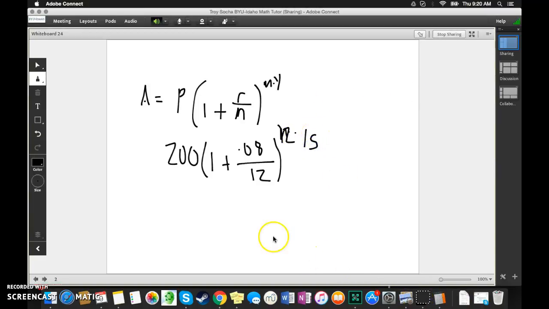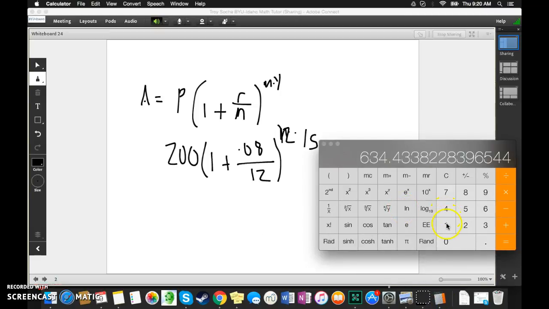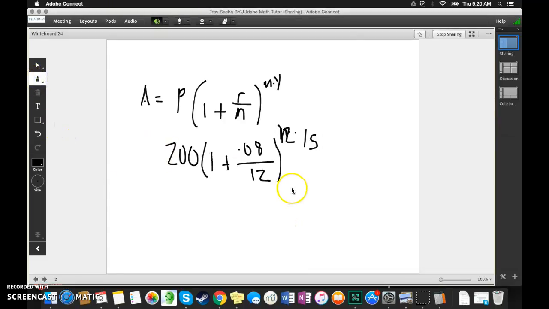So now we're going to reduce this down into a reasonable equation. Let's first do 12 times 15. 180, alright, so that's going to be important. That's going to be our exponent. Now we've got to figure out what's going to be in the parentheses. And that 200 is still going to be there. So A equals all that.